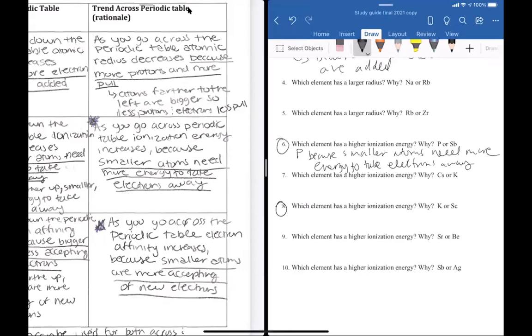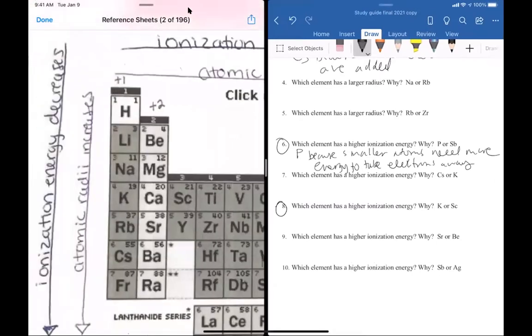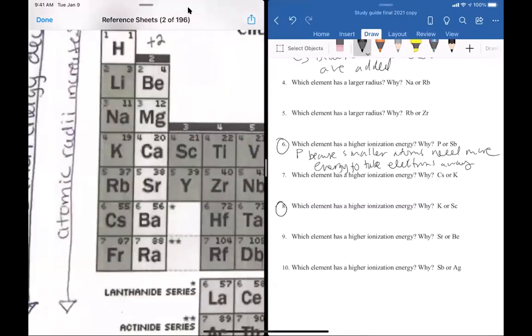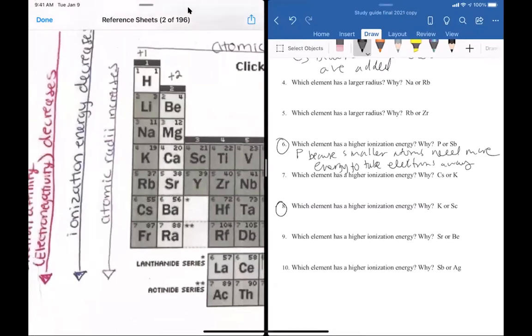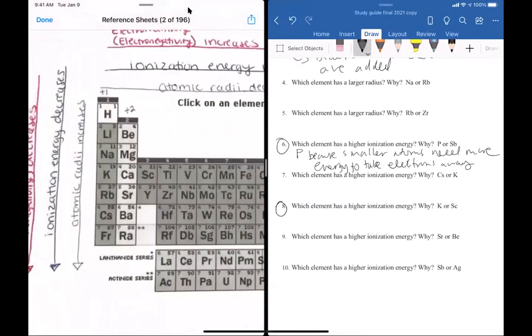All right, guys, let's take a look at this one. Which element has higher ionization energy, K or SC? So let's take a look. K is up here, and then SC is actually 2 away from it. They're right next to each other. They're just separated by Ca. So it says ionization energy increases. So as we go this way, ionization energy gets bigger. So what has more ionization energy, K or SC?